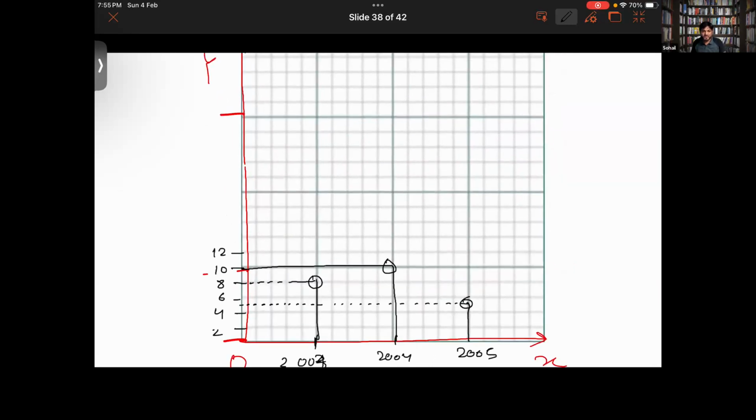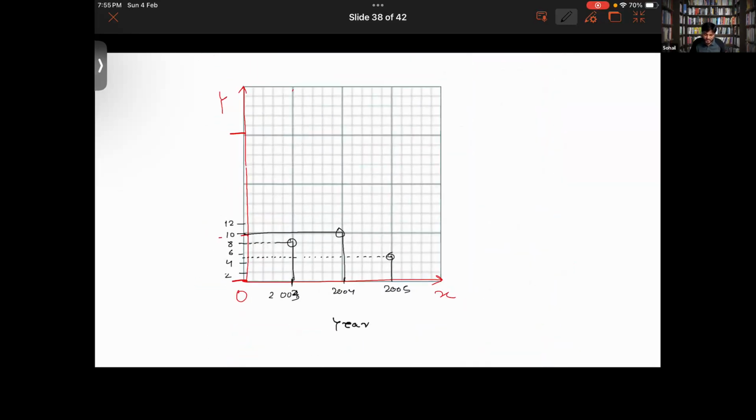Okay, so these are the coordinates of it, and this is the line graph. And how are you going to plot it? Simply, you're going to connect the points with lines like this.